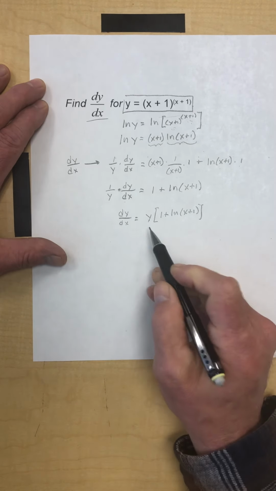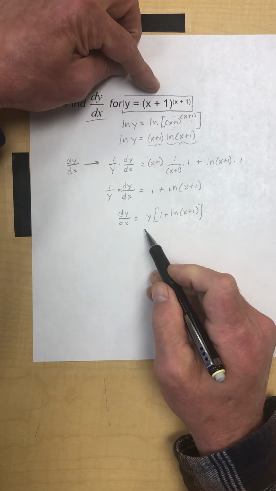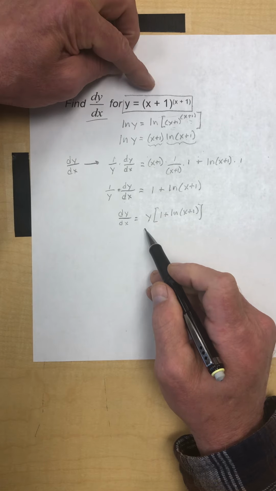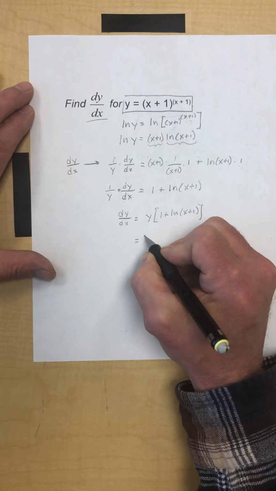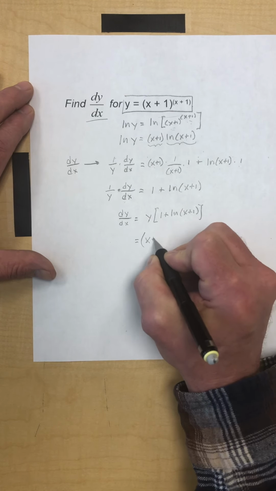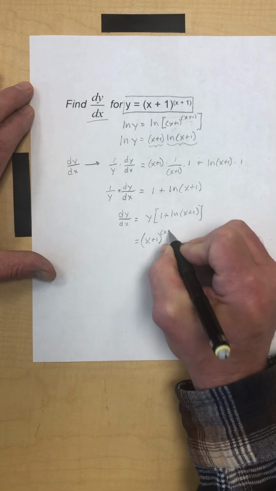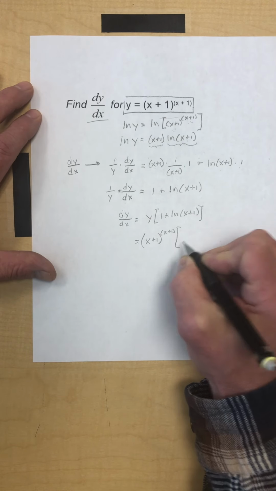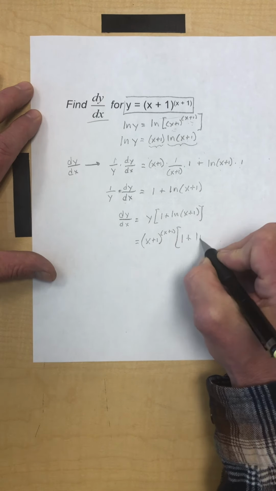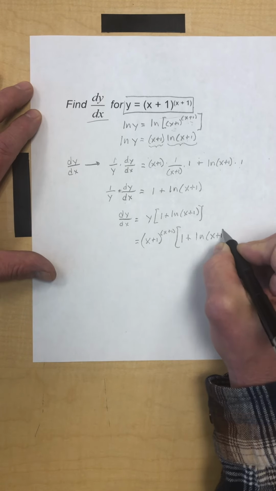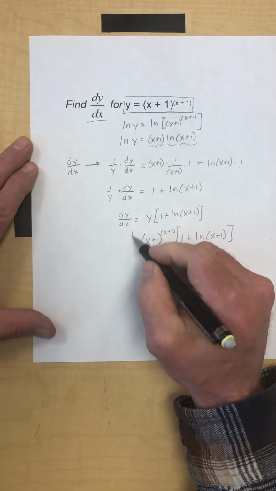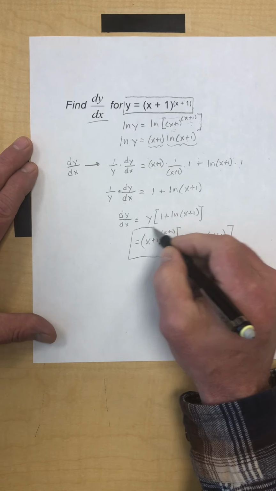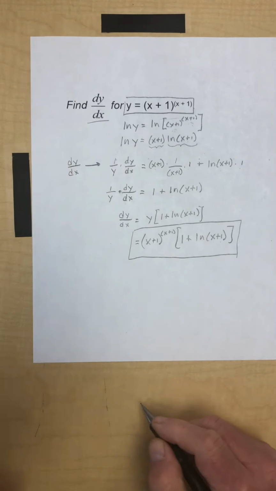Now, lucky for us, we can get rid of this y by going right back up and substituting from the original function. So y is equal to x plus 1 to the power of x plus 1, so we can just substitute that in there, okay? And so we get x plus 1 to the power of x plus 1 times 1 plus the natural log of x plus 1. Okay, certainly that is one form of the answer. And you could certainly leave it in that form.